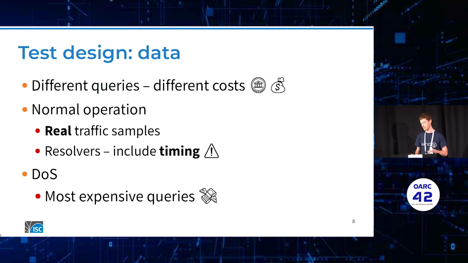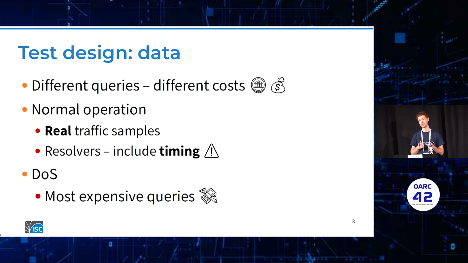And that brings us to the question of test data. The trouble is that in DNS, different questions look the same, but they have very different processing costs. For resolvers, we just described why. There are orders of magnitude differences between different queries depending on the state of the cache.